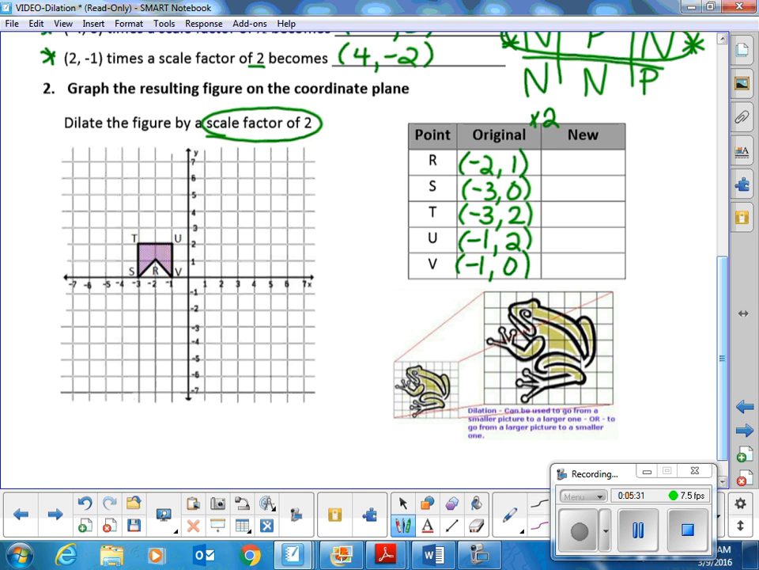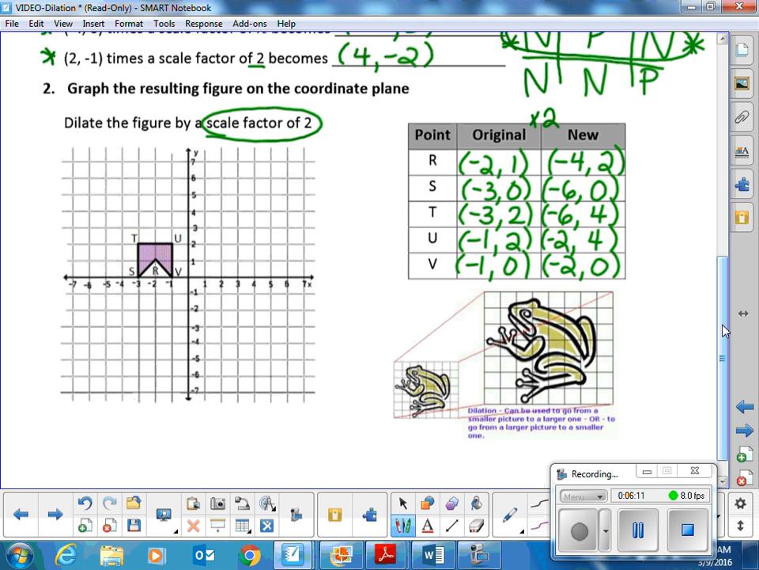So a -2 times a +2 is going to give me a -4. 1 times 2 is 2. -3 times 2 is a -6. 0 times 2 is still 0. -3 times 2, again, is -6. 2 times 2 is 4. -1 times 2 is a -2. And then 2 times 2 is 4. -1 times 2 is a -2. And 0 times 2 is still 0. Now all we have to do is graph it.